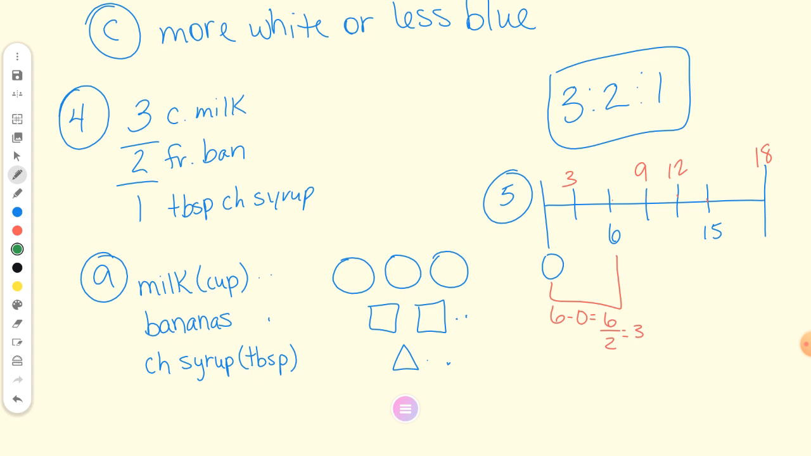I'm going to pick the 6 and the 15. What is the difference between 6 and 15? 15 minus 6 is 9. And that one is divided into 1, 2, 3 equal parts. What's 9 divided by 3? 3. That tells me that each chunk is worth 3. Which one would be easier? I always pick the lowest numbers.